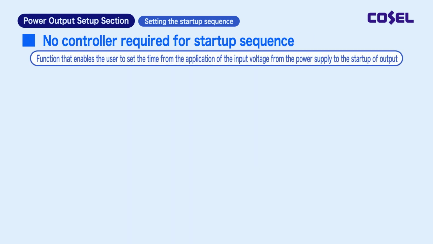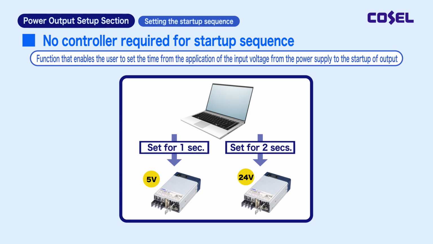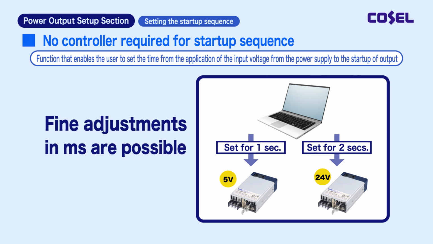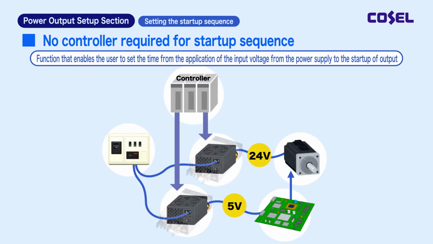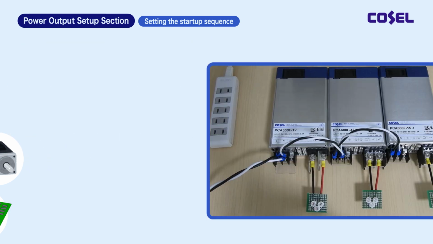The communication function enables the user to set the time from the application of the input voltage from the power supply to the startup of the output voltage. By setting the startup time of the power supply, the startup sequence can be customized to prevent accidents. Setting the startup time via communication eliminates the need for additional circuits, controllers, and other devices.